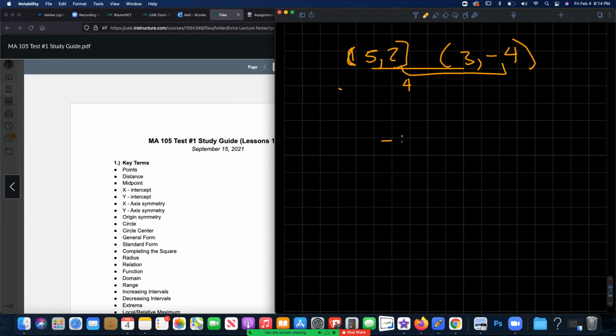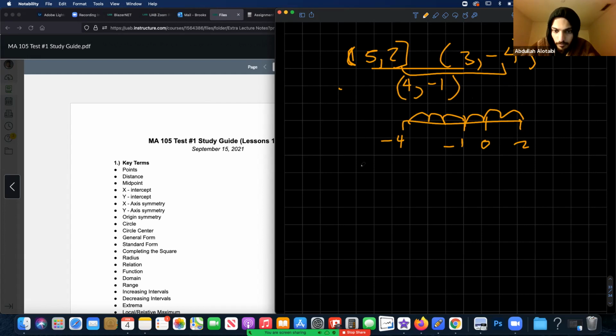The way I think about it is like this: you've got -4 over here, you've got 2 over here. If this is 0, then halfway between these two has got to be -1. It's 3 on this side, 1, 2, 3, and 3 on this side, 1, 2, 3. So the midpoint is (4, -1). Notice I didn't even use the formula.